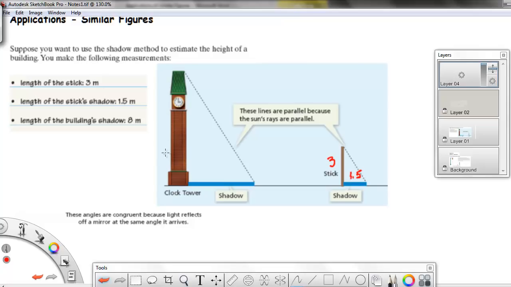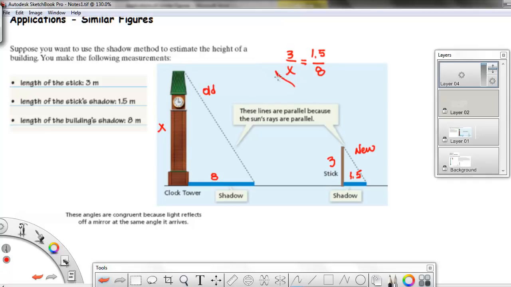And then we go ahead and look at the clock. The length of the building shadow is 8 meters. So the shadow right here is 8 meters. This one is the new, and this one is the old, going back to our scale factors. 3 over x has to be proportional to 1.5 over 8.